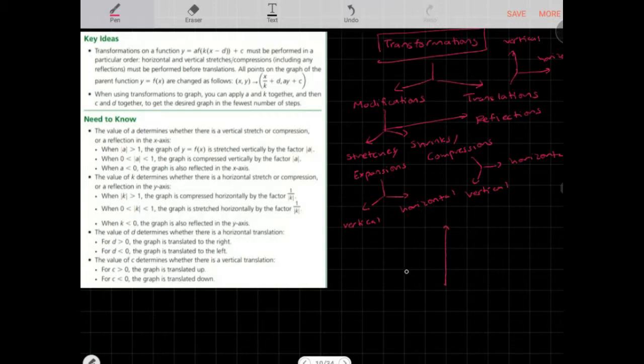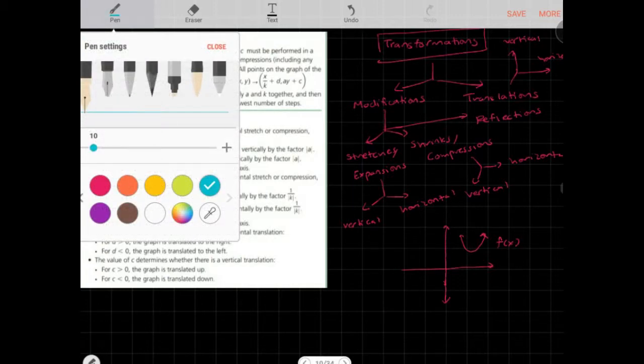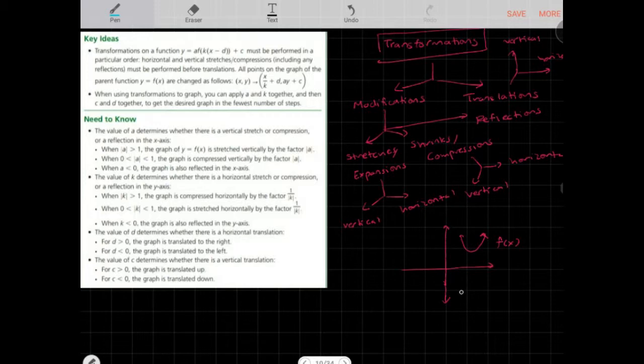Now for reflections, I'm going to show you really quickly what a vertical reflection is. If you have a graph, and let's call this f of x, a vertical reflection is a reflection over the x-axis, and you're going to have a graph that looks like this. This is negative f of x. You can notice here that we have the same x values, and opposing y values. So if this is x and this is y, this is going to be x and negative y. This is what we call a vertical reflection.